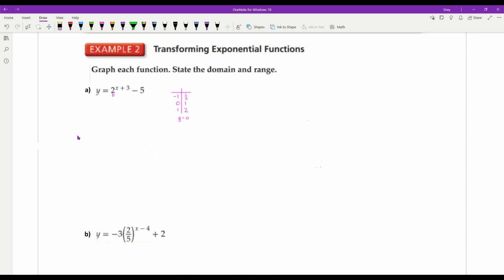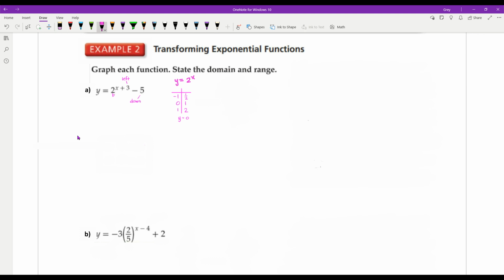Now, we got to talk about all the changes. Anything that is extra that's been added from my parent function of y equals 2 to the x. So this is just y equals 2 to the x. What's over here that's not y equals 2 to the x? I got a 3, which is h, and it does the opposite of what it looks like, so it moves to the left. 5 is the same, so it's going to move down.